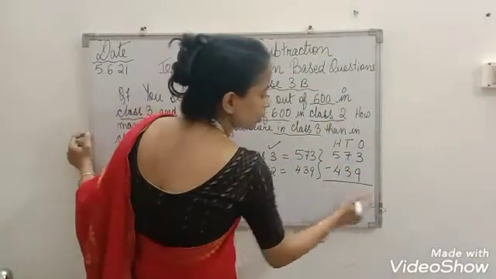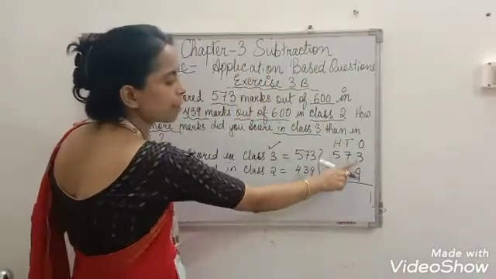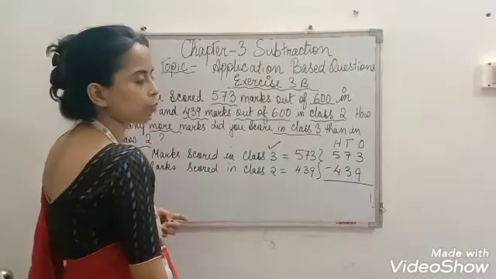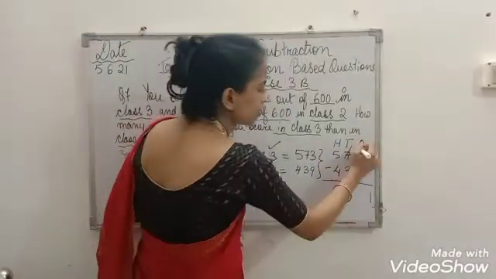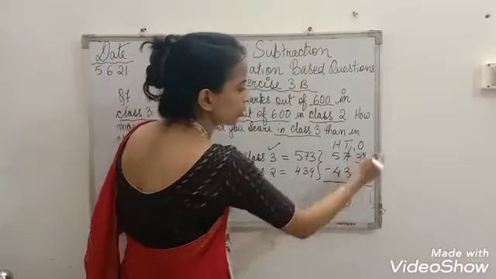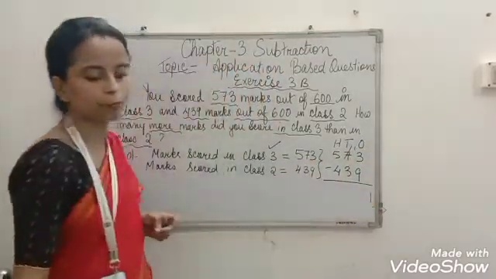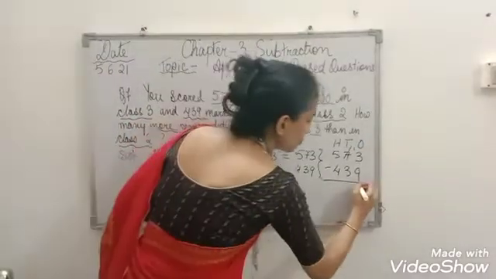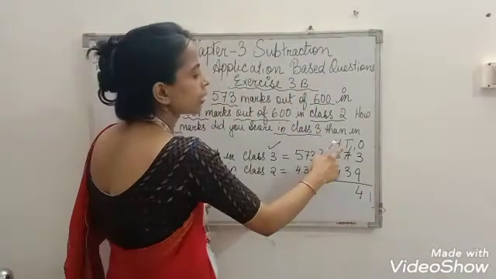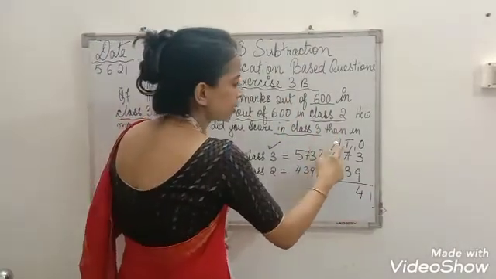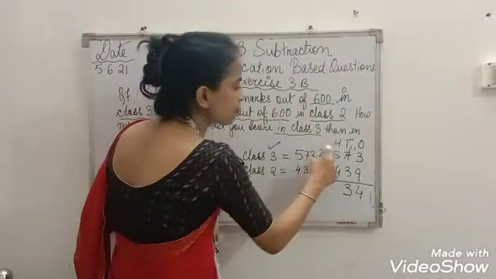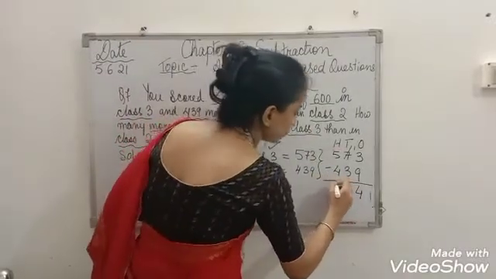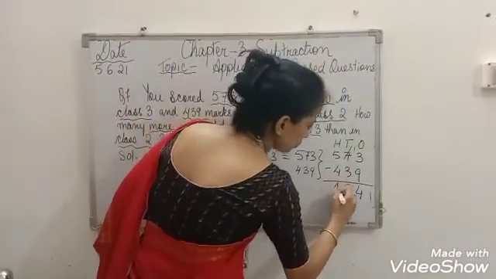Alright. So is it possible to subtract 9 from 3? No. We need to borrow 10 from the tens place. Then it becomes 13. 13 minus 9 is 4. In the tens place, how much is left? 6. 6 minus 3 is 3. 5 minus 4 in the hundreds place is 1.